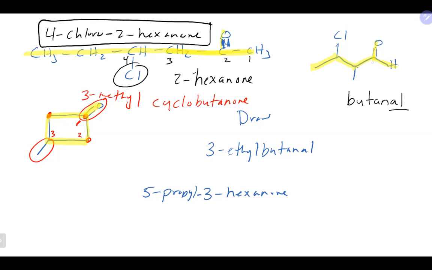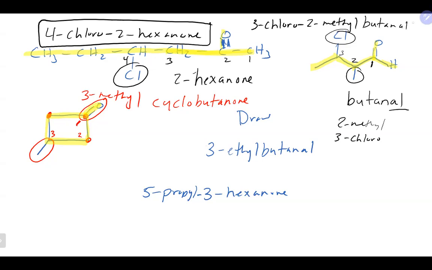Remember, again, you don't need to give the location of this carbon-oxygen double bond, but it definitely is going to be carbon number 1. That means at carbon number 2, there is a methyl group. And at carbon number 3, there is a chlorine group. In this case, we do go alphabetical. So this would be 3-chloro-2-methylbutanal. Any questions on those names there?